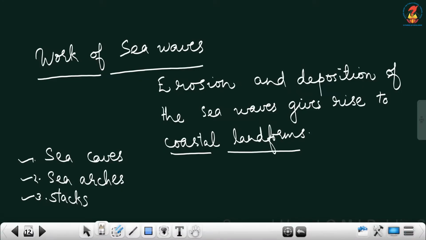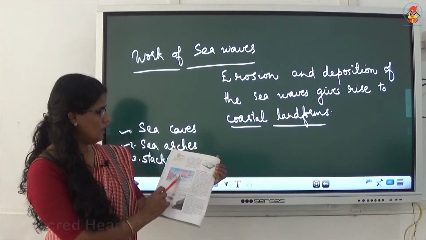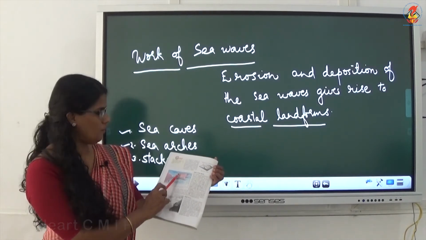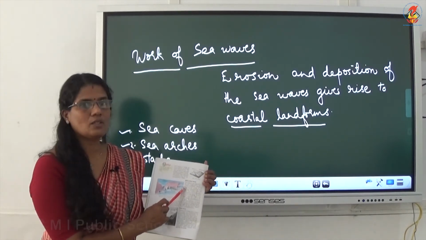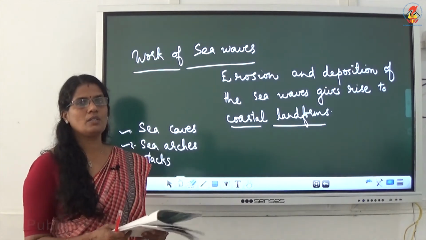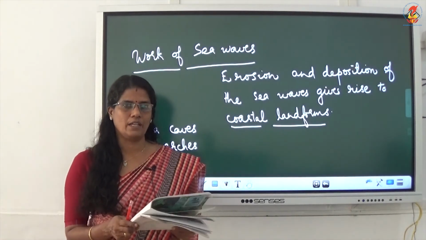Stacks remain. So when you look at this picture on page number 16, first you can see sea caves. When they become larger, sea arches form, then stacks, and only walls will remain. So these are the work of sea waves.